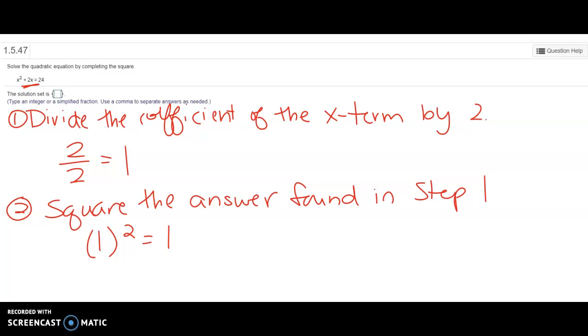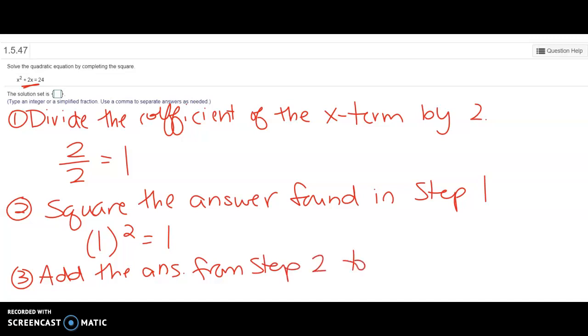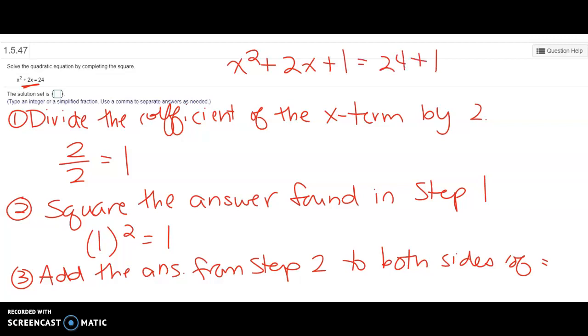The third step is to add the answer from step 2 to both sides of the equal sign. Okay, so I'll do it up at the very top, and then I'm going to have to erase some of this to make space. So we would have x squared plus 2x plus 1 equals 24 plus 1. Okay?